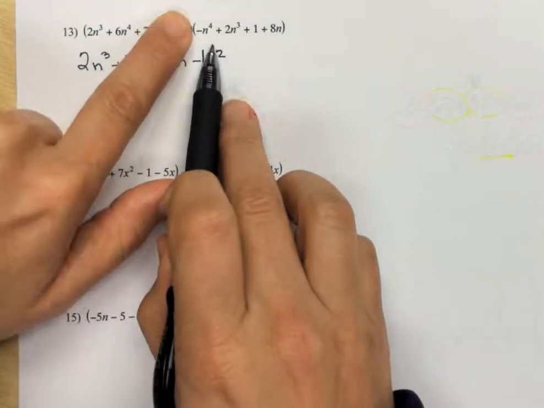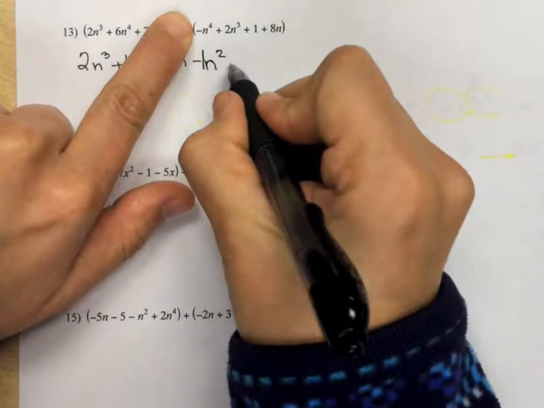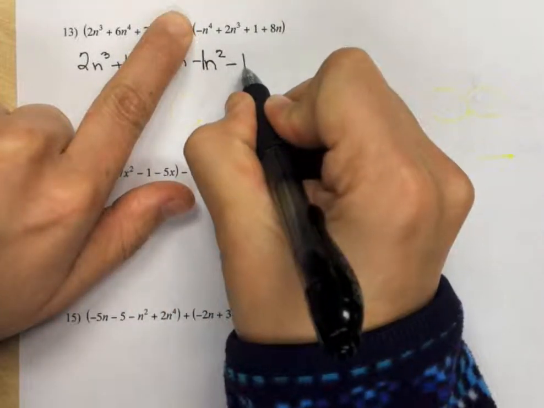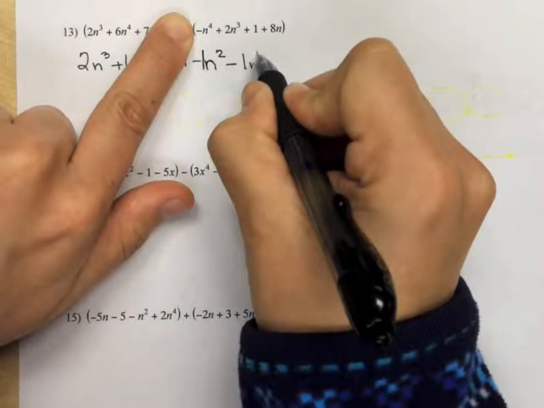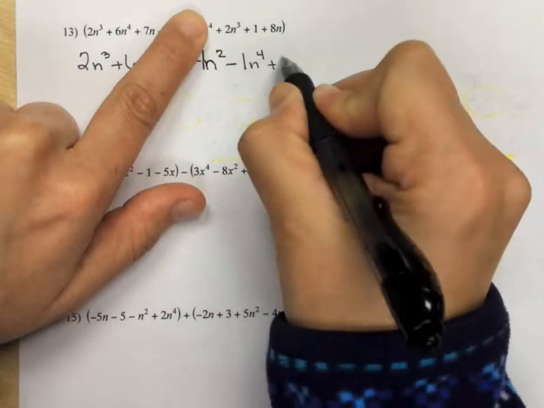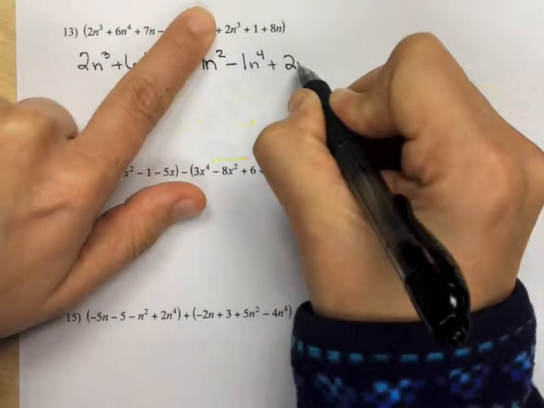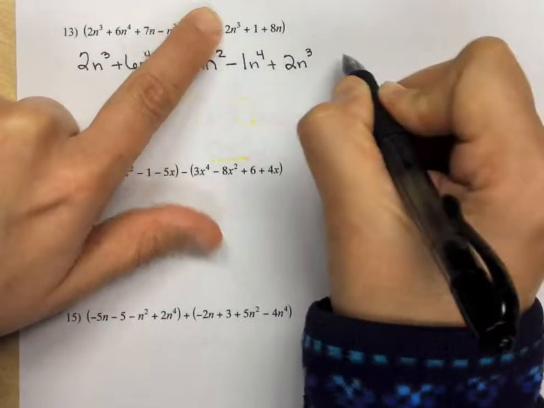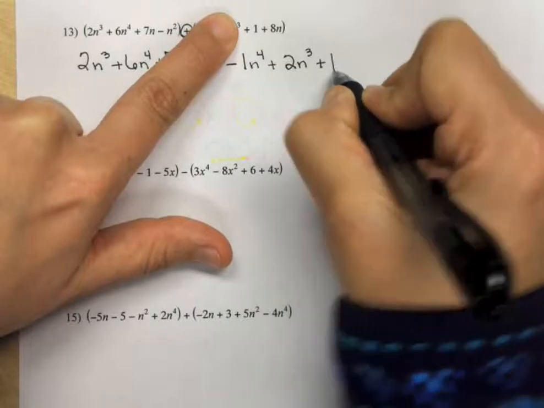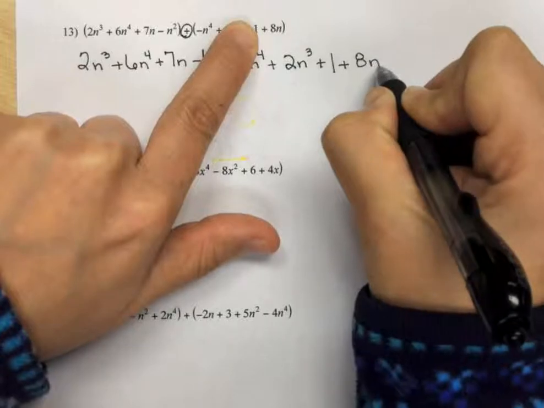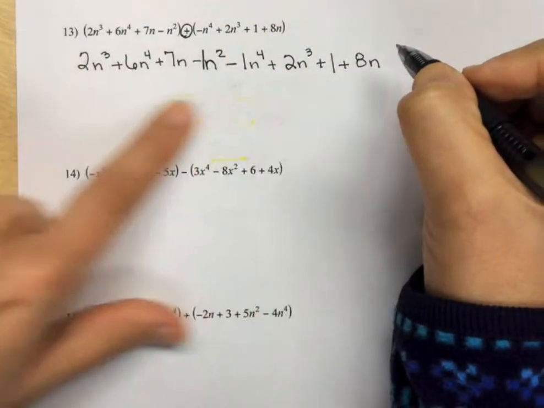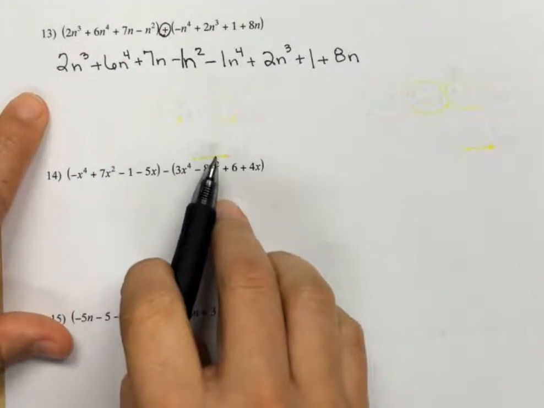I'm adding them to these terms. I'm adding them to negative 1, because there's no number in front of it, n to the fourth plus 2n to the third plus 1 plus 8n. It's a lot of terms, but you still follow the exact same step.